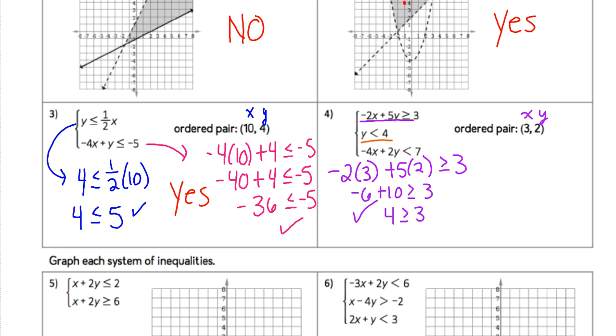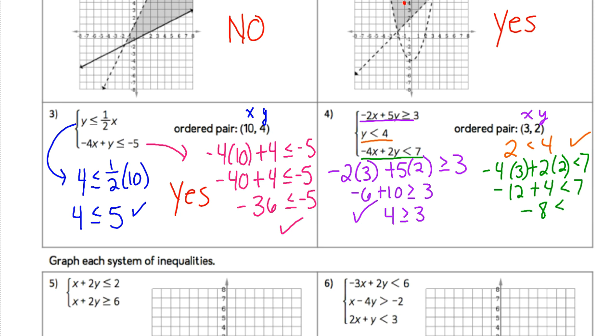Let's check our second one now. So is the y coordinate less than 4? It is. So that one is true also. Now remember, it has to work in all of the inequalities in the system, so we are going to check the third one. Even though we've already gotten 2 trues, we got to check all 3 of them. So -4 times x plus 2 times y is less than 7. That would be -12 plus 4 is less than 7. And -8 is less than 7. That is also true. So this one is indeed a solution to all 3 in the system.